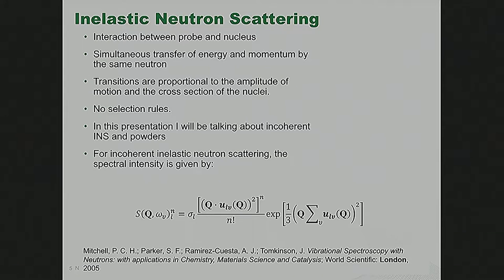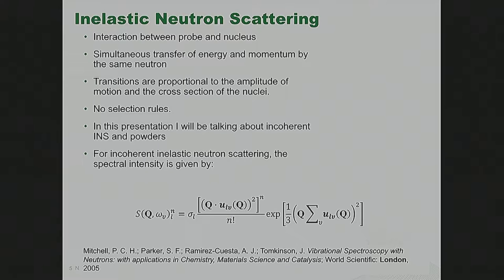The transitions, and this is very important, are proportional to the amplitude of the motion and the cross-section of the nuclei. And this is very important when one comes across the need of doing computer modeling. There are no selection rules in the vibrations of atoms. And in this presentation, just so we make that clear, I'm going to be talking all the time about incoherent inelastic neutron scattering and powder samples, okay? Because of the high cross-section of hydrogen, if you have a sample that contains hydrogen, that will probably contribute most of your incoherent neutron scattering.